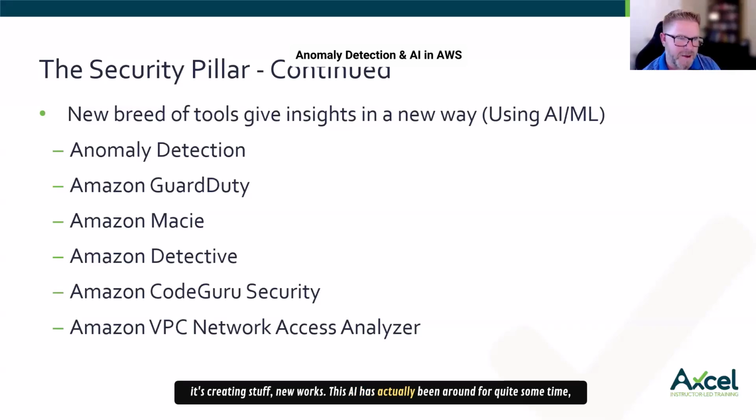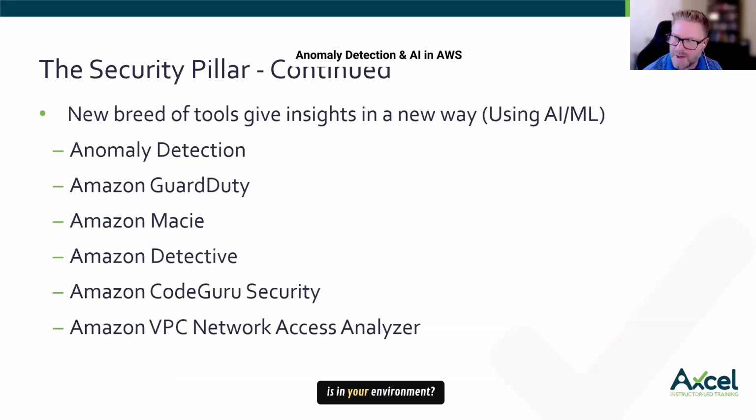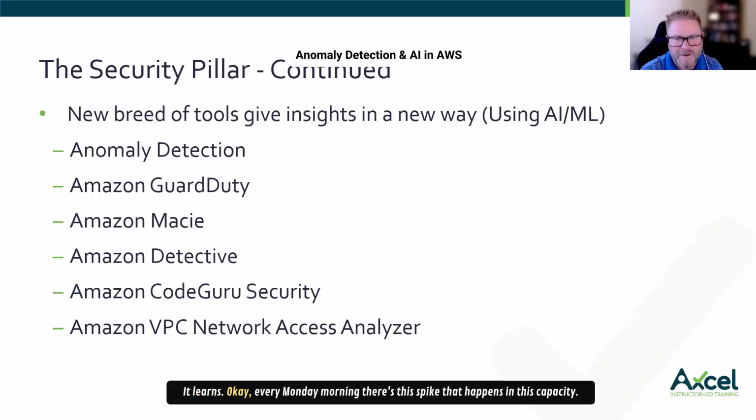This AI has actually been around for quite some time, is really intelligent, but it's more about things like, hey, let's identify anomalies. Let's look at something that's not normal. So, what if the system can learn what normal is in your environment? It learns, okay, every Monday morning there's this spike that happens in this capacity, and that's normal, right? But there's various things that are normal. But then what about things that aren't normal? Okay. So there's anomaly detection across the board.